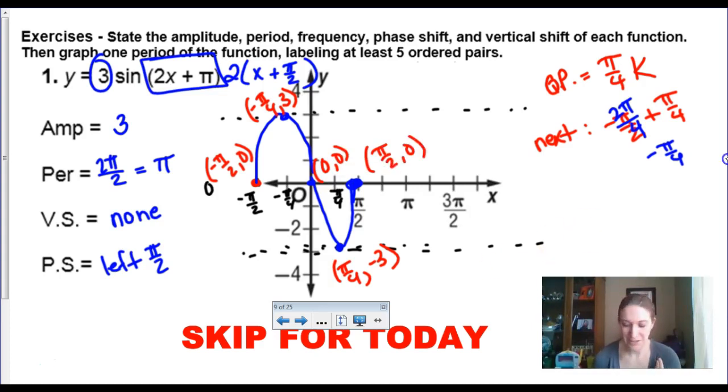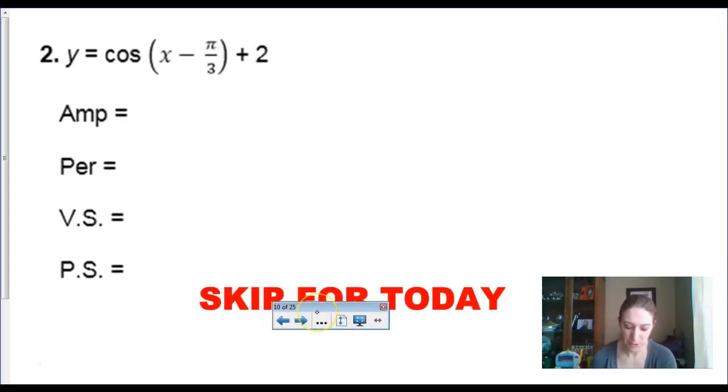Lovely. Alright, so that skip for today note was yesterday's note. We're not skipping this anymore. Alright, this next one, it is technically in factored form. There's a 1 in front of here for the b, so if you want to think of it as like a 1 came out of this, you can. But we don't have to do any extra factoring.